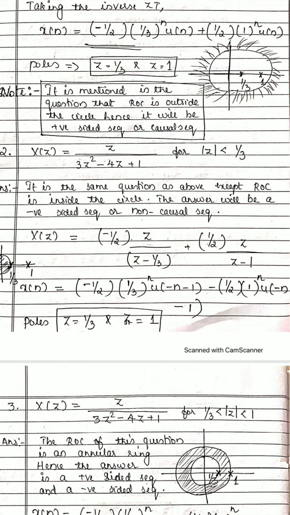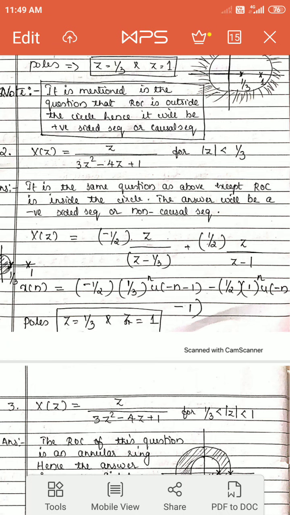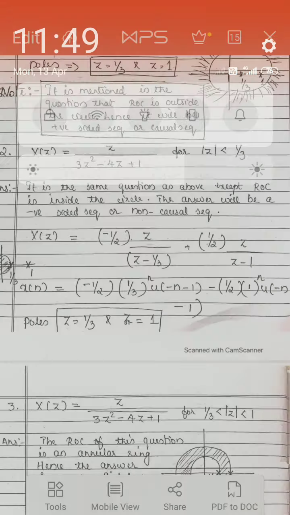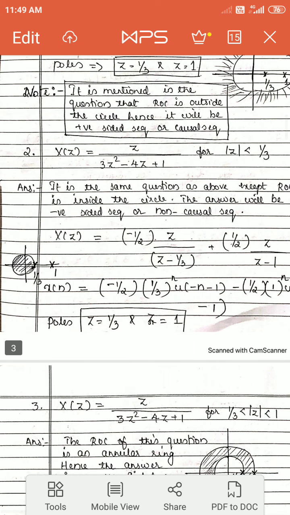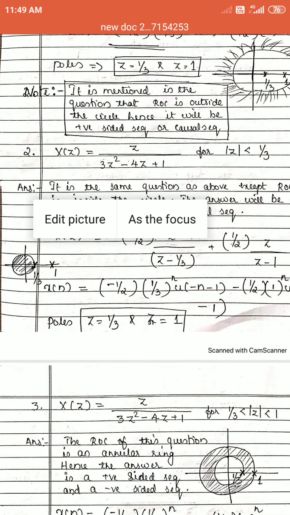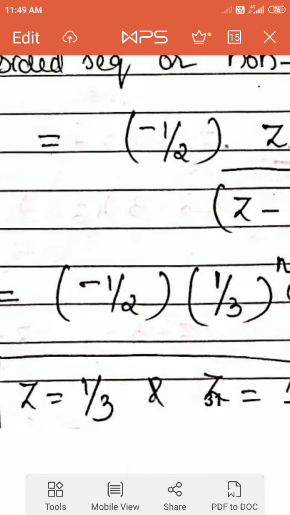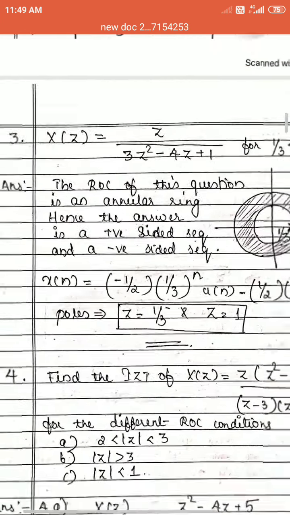For the anti-causal sequence, the answer is, sorry, it is not minus 1 by 2, it is plus 1 by 2, 1 by 3 to the power of n u of minus n minus 1, minus 1 by 2, 1 to the power of n, nothing but 1 itself, u of minus n minus 1. Here it is not multiplied with minus, please correct this one. This becomes the plus, please concentrate.